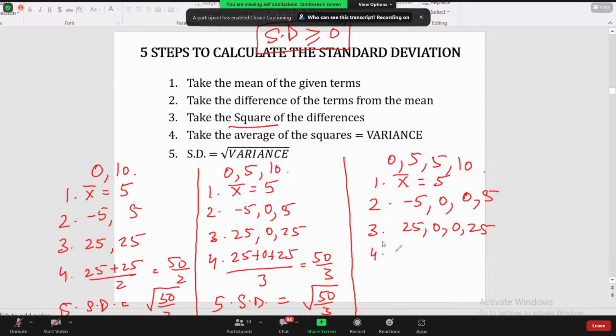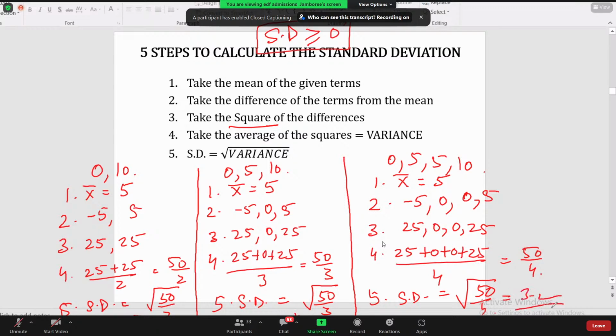Step number 4 is take the average of these squares. So it will be 25 plus 0 plus 0 plus 25 divided by 4. That brings out 50 by 4. And step number 5 is standard deviation is equal to the square root of this average. So it will be square root of 50 by 4. On solving, if you calculate till the end, this will turn out to be exactly 5. This will turn out to be 4 decimal something, and this will turn out to be 3 decimal something.